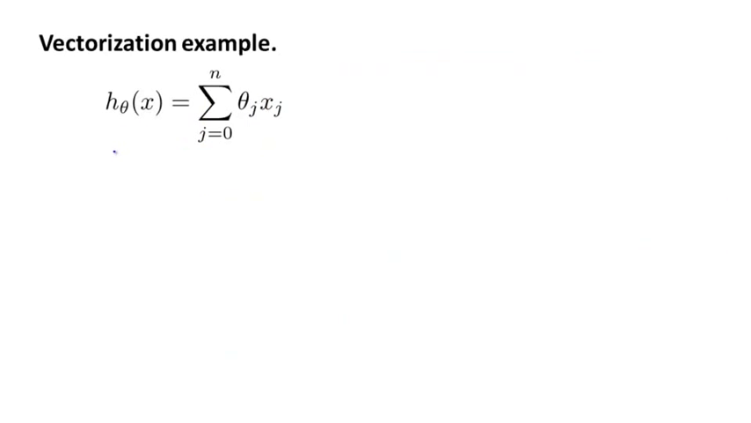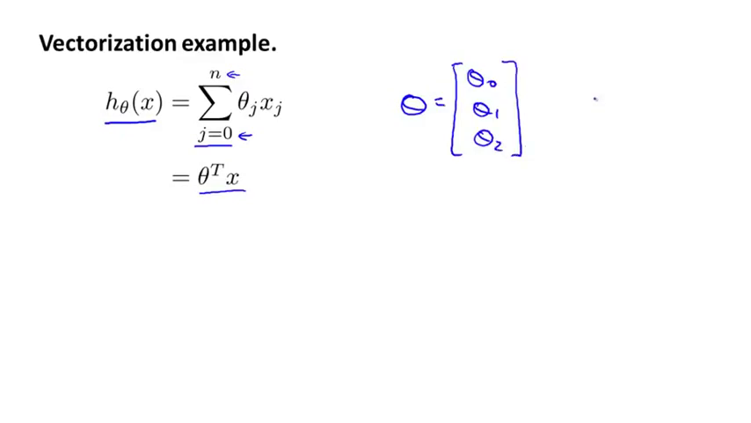Here's our usual hypothesis for linear regression, and if you want to compute h of x, notice that there's a sum on the right, so one thing you could do is compute the sum from j equals 0 to j equals n yourself. Another way to think of this is to think of h of x as theta transpose x, computing an inner product between two vectors, where theta is your vector, say theta 0, theta 1, theta 2, if you have two features, if n equals 2, and x is the vector x0, x1, x2. And these two views can give you two different implementations.